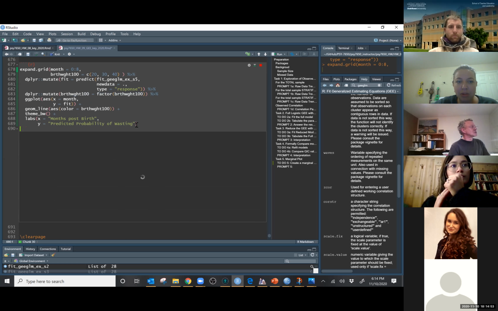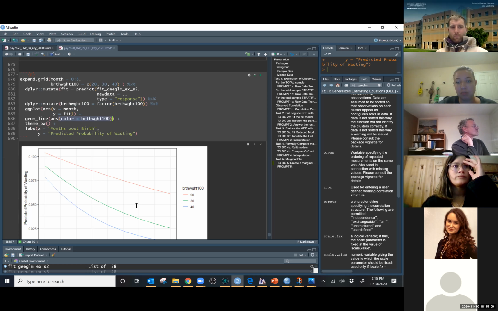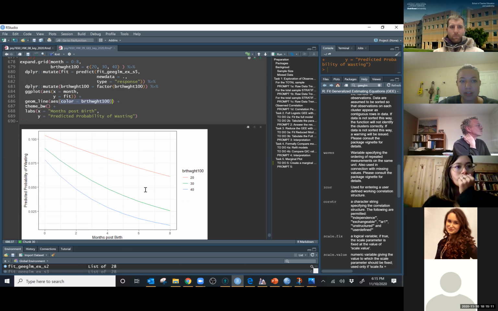And that's the thing I've added here from the other one: I added birth weight. My model has month and birth weight both in it. And then birth weight, I had to make a factor version of itself so that I could make different lines, different colors based on which birth weight the baby was.